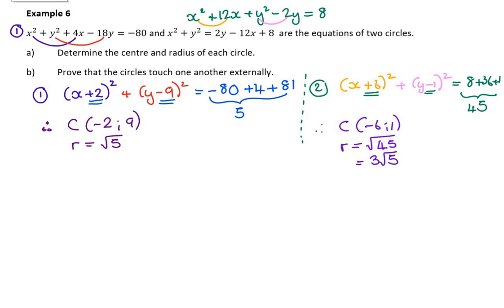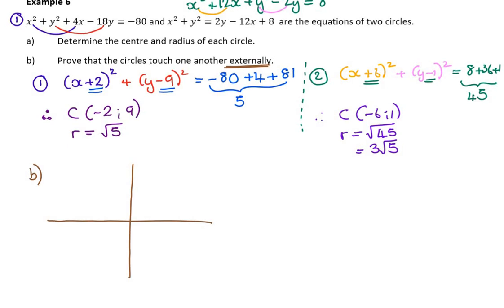Okay, so that was question A. Question B, really good question. Prove the circles touch one another externally. Now, what does that mean? What that means is these two circles are going to touch each other on their circumferences. They're not actually going to intersect one another.